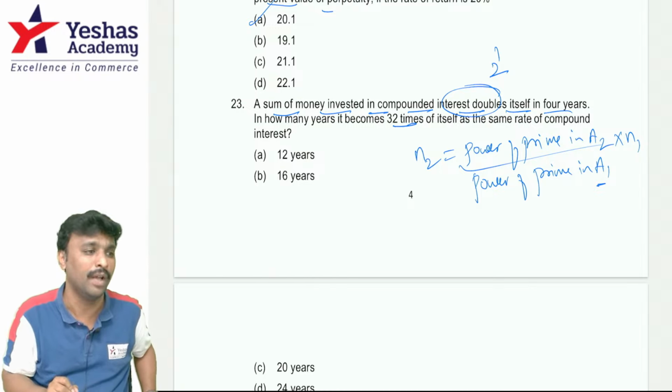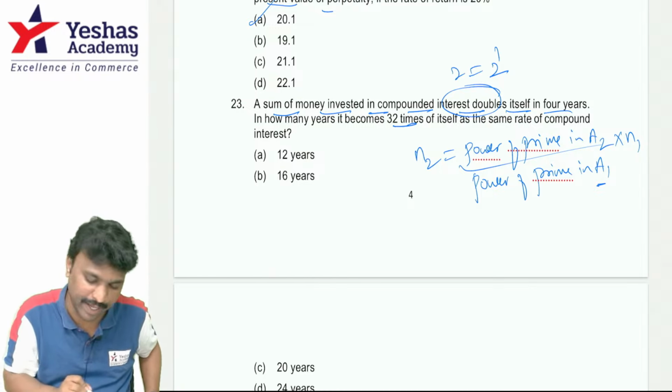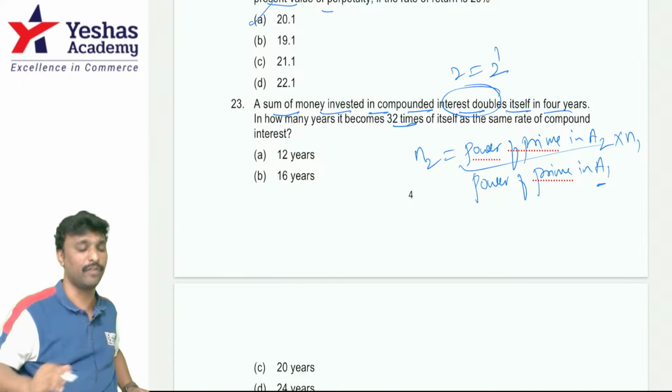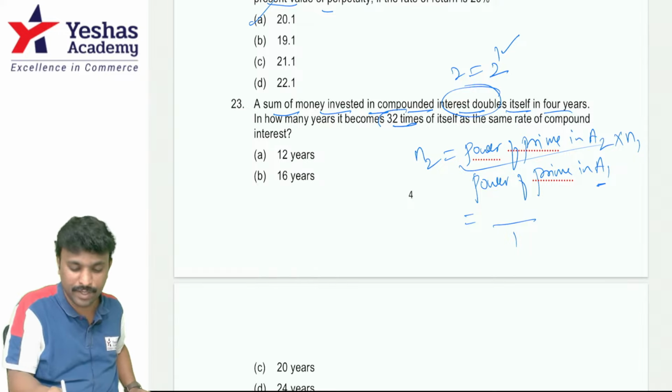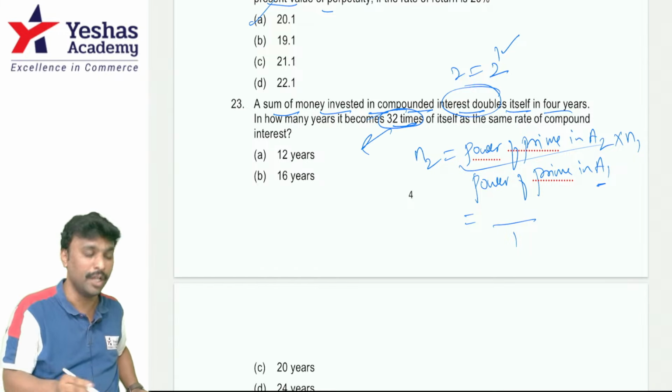What's the power of 2? 1. So 2 is the amount, 2 power 1. So the power of the prime number in the first amount is 1. The denominator I got in the second amount is 32. Is 32 a prime number? No. So how do I write it?